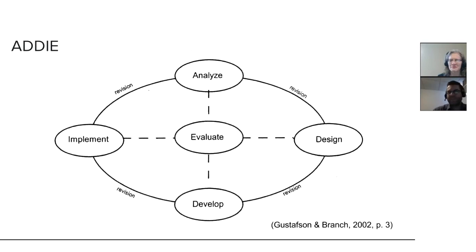So here's a visual representation of ADDIE. You'll notice that analyze is at the top and is typically the first step one takes during the instructional design process. Design usually follows analysis, followed by development and implementation. However, notice that there are no arrows in this model and that there are only curved lines.